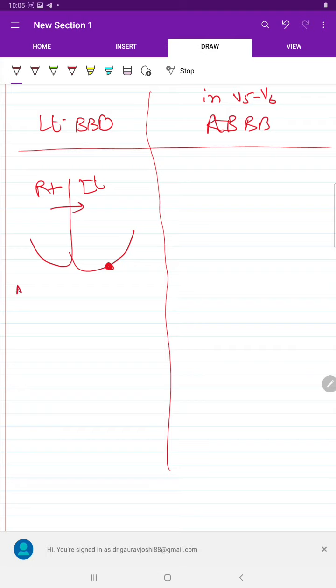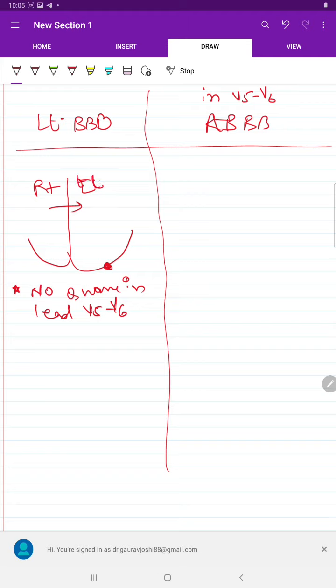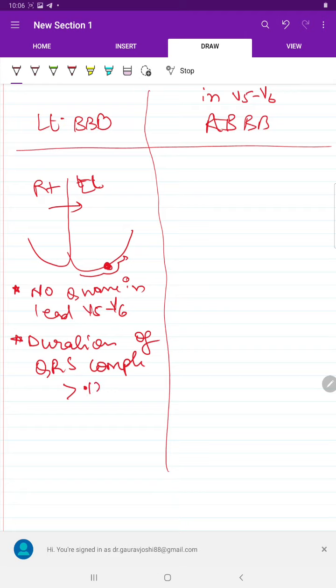So what will happen? First thing, there will be no Q wave in lead V5 and lead V6. I am telling you just short points that you can easily recognize. The duration of the QRS complex will also be more than 0.12 seconds, or more than 3 small squares.